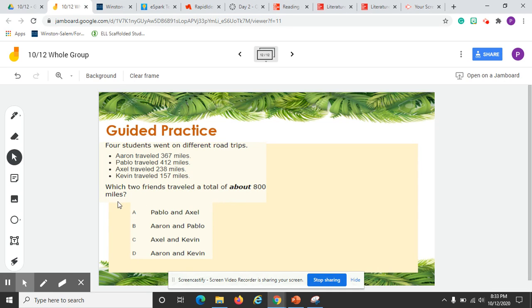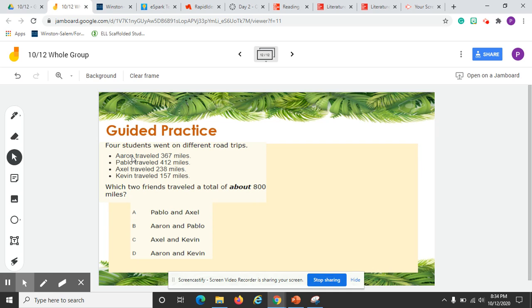We are not looking for the exact answer. We need to find out who among these friends would give us about 800 miles if we put the miles that they have traveled together. So since the place value that you need to round to is not given in the problem, we will round it to the biggest place value that is given, which is 100.